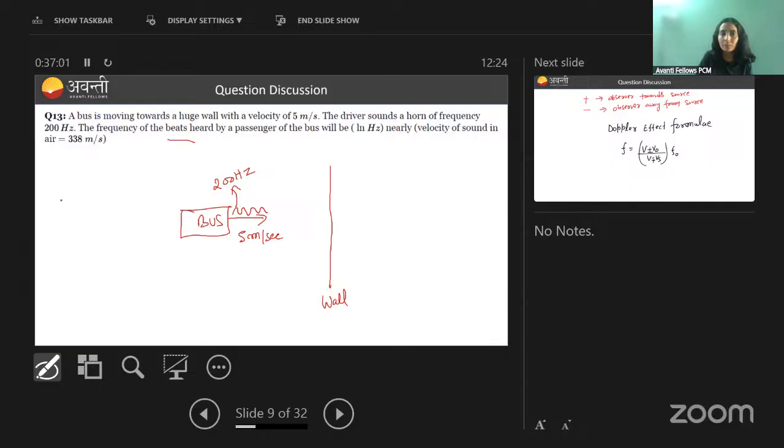So, what is beat? Beat is the difference in frequency of sounds that you are getting to hear. It has a simple meaning that one sound wave is getting generated by the horn, so one frequency it is listening is equal to 200 hertz. And in order to listen to a beat, it should hear another sound also. So another sound will come from where?